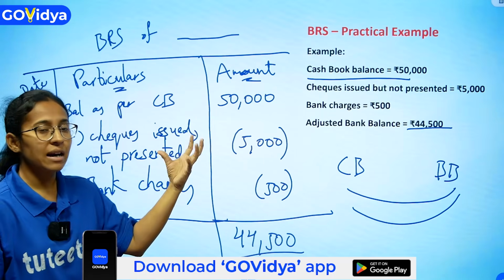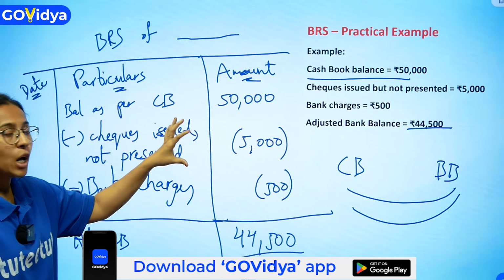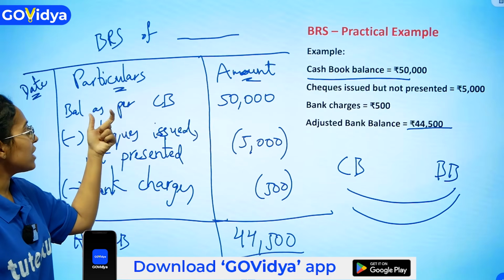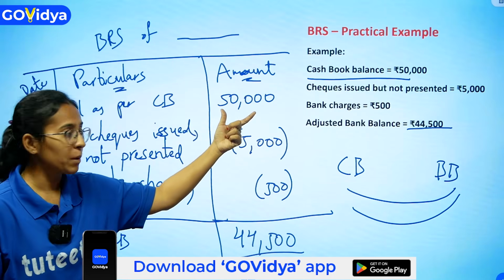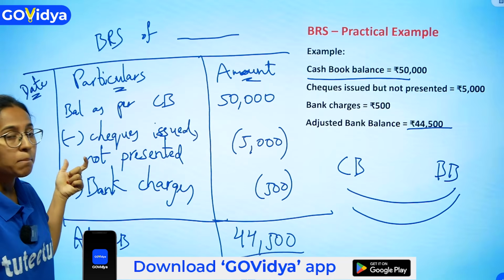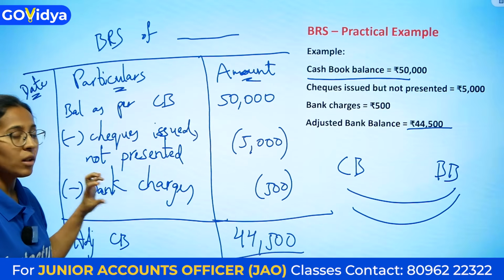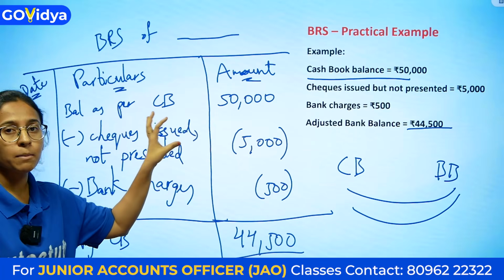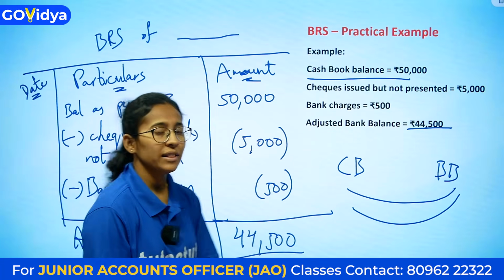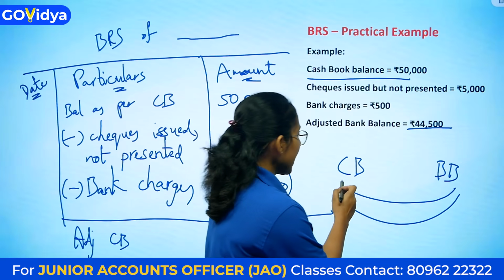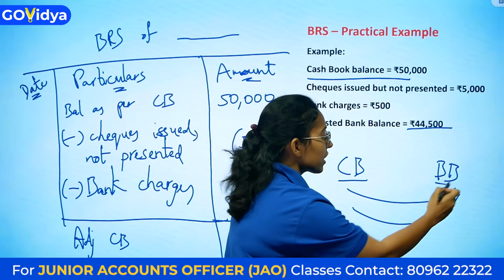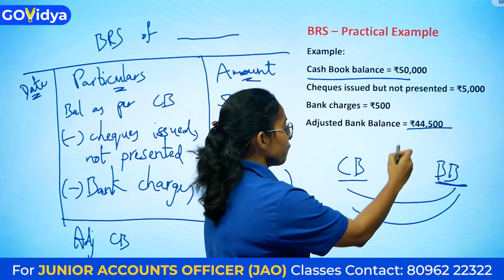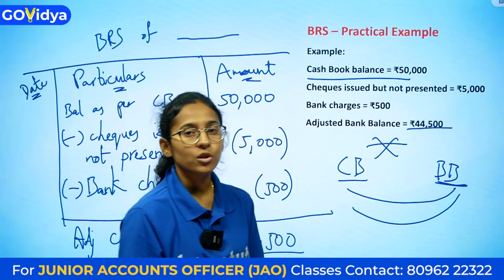So let's say that in a similar example, in the same question, we have prepared the cash balance here. Now, if we prepare it according to the bank balance instead of the cash balance, the minus will become plus and the plus will become minus, all the signs will be reversed. Clear? So this is how you have to prepare a BRS. One thing that you have to concentrate on is whether you need to arrive from the cash book to the bank book or from the bank book to the cash book.